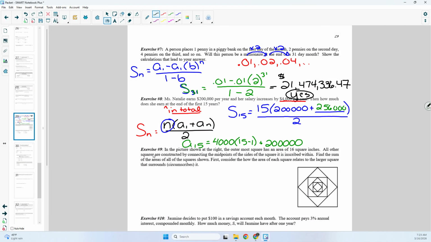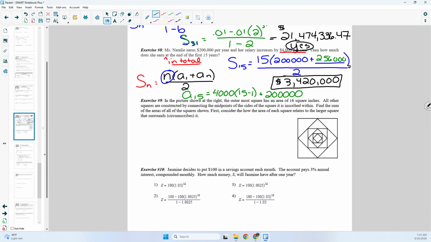When I take this in, I am going to get that the amount of money she's made over those 15 years is equal to $3,420,000. And if that seems like a lot, if we just did 200,000 times 15, we would get 3 million, and then the extra is from that increase in salary each year.